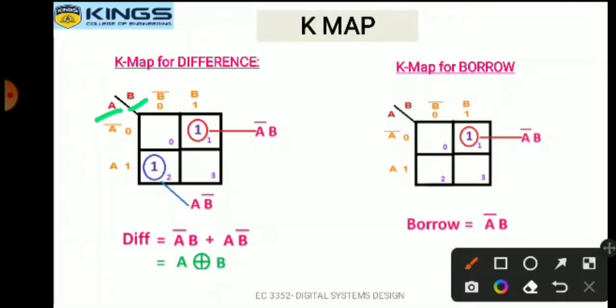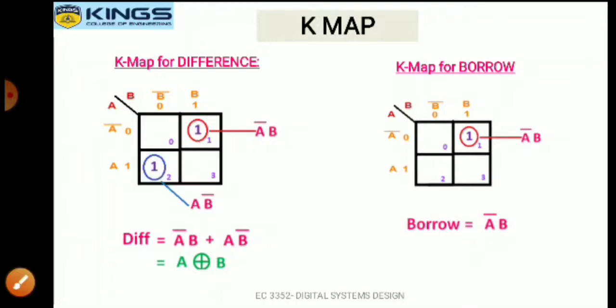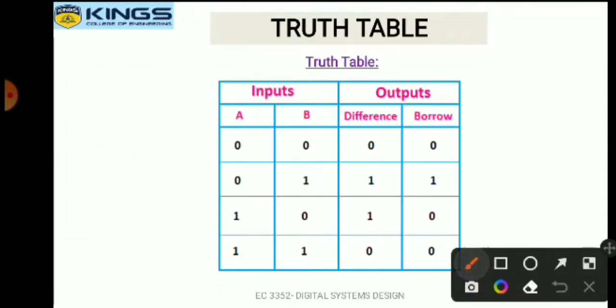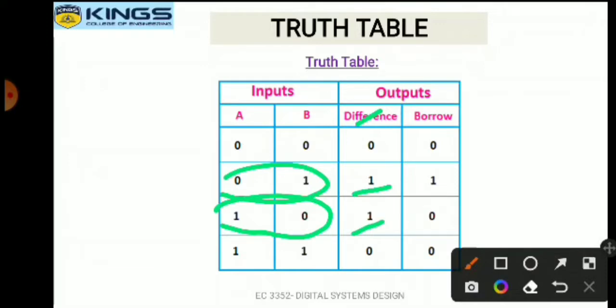A two variable K-map means 2 power 2, which is equal to 4 cells. So 0, 1, 2, 3. This is the 4 cells. After that, see the truth table. See here, I am talking about the difference. For 0 1 and 1 0, the value will be 1. For all other remaining, it will be 0. For 0 1 and 1 0.